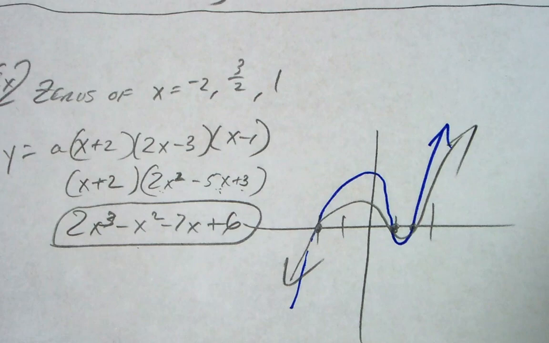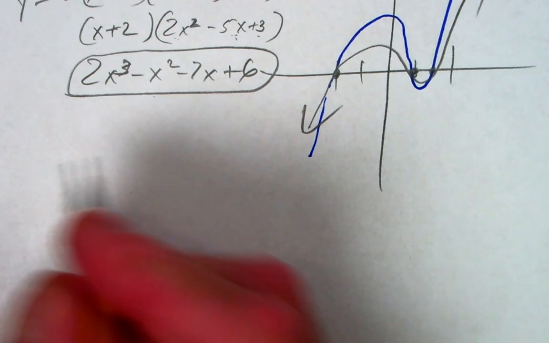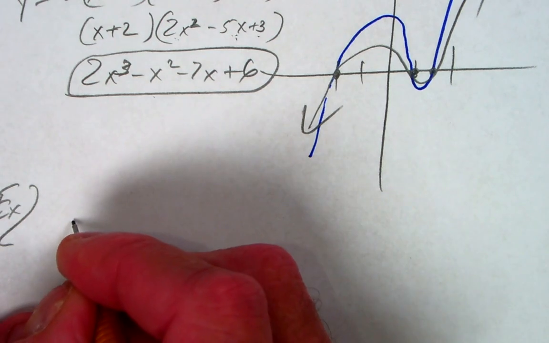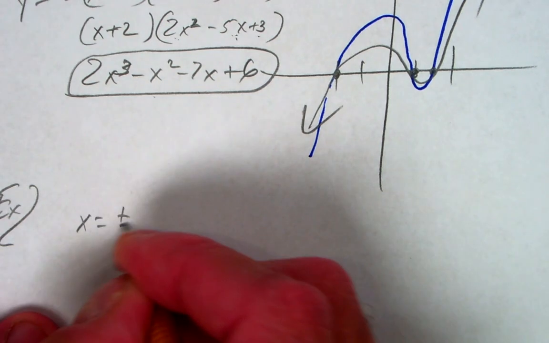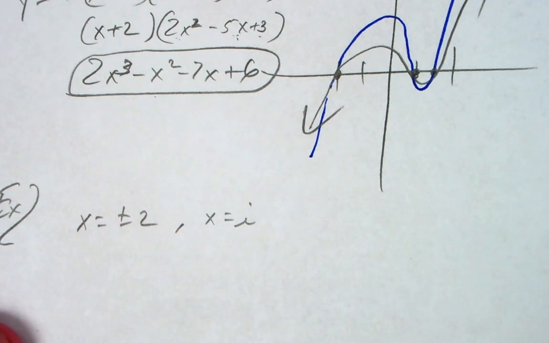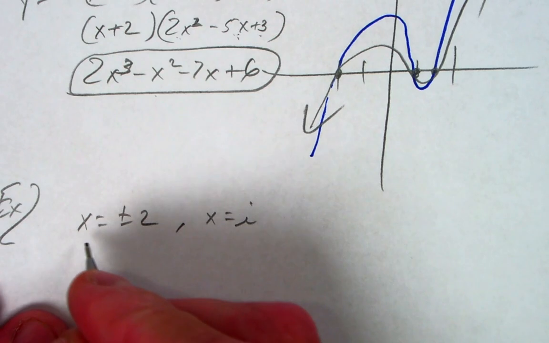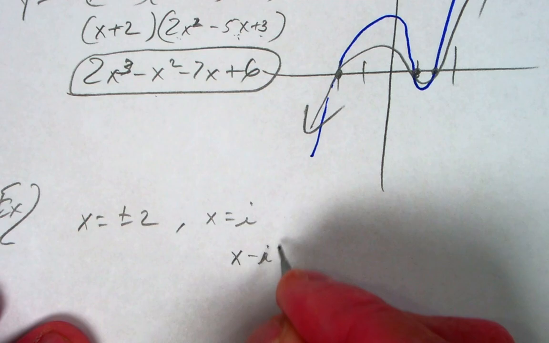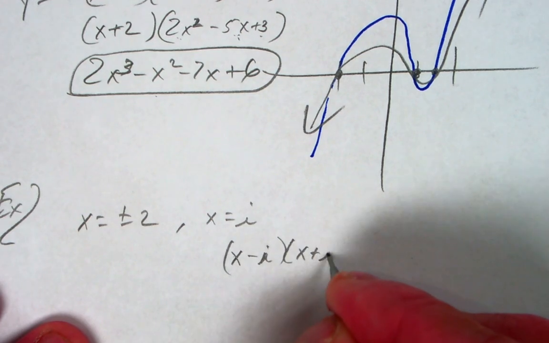So that I don't think is too bad. But here's the big hurdle today, and I want to see how you guys handle this. I want zeros of x equals plus or minus 2 and x equals i. I want both those to be roots. I'll tell you what. I'm impressed with what I just heard. X minus i and x plus i.